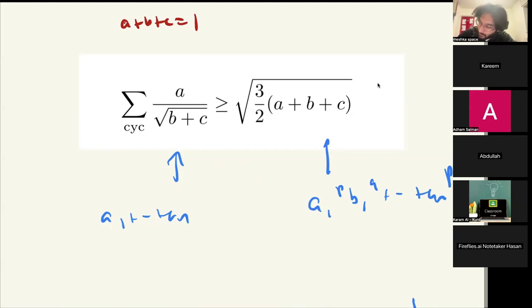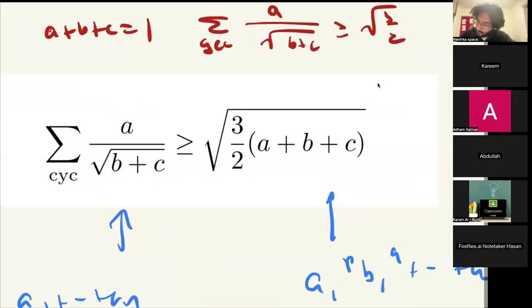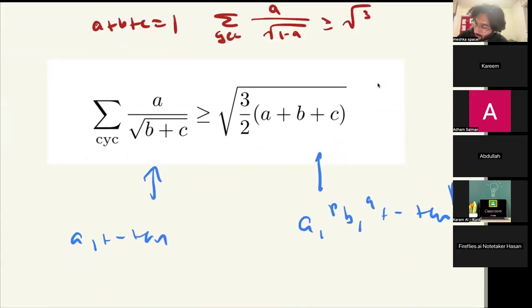But now what does the inequality become? It becomes the cyclic sum of A over square root of B plus C is greater than or equal to square root of 3 halves. But instead of writing B plus C, let's write 1 minus A. And now the problem becomes minimize, right? So f of x is x over root 1 minus x, and we want to minimize the sum of f of x subject to the constraint on the sum, which is exactly what Jensen is.